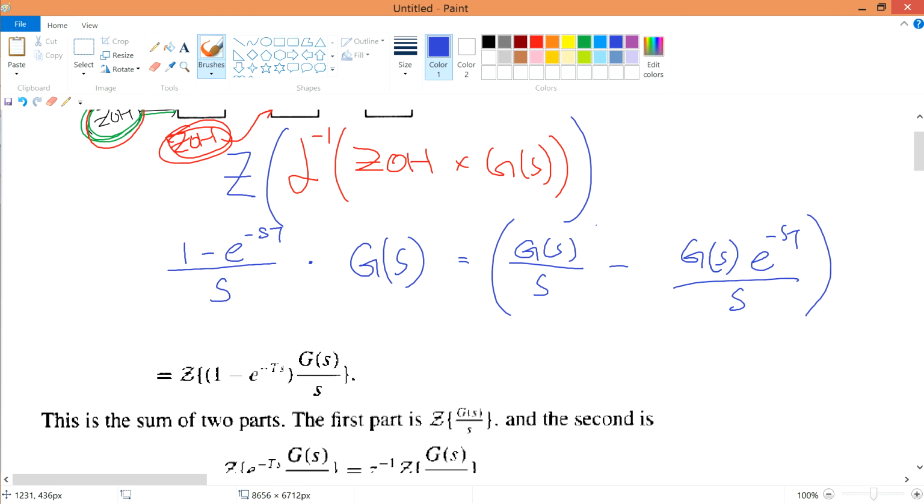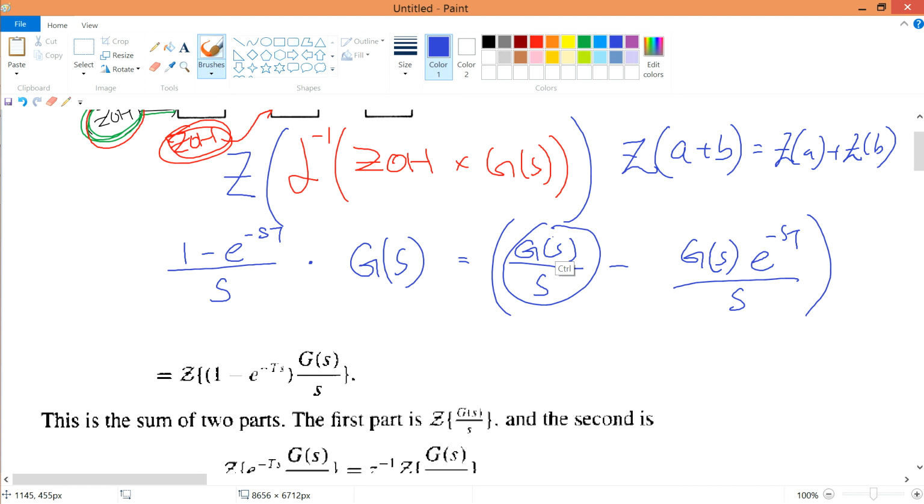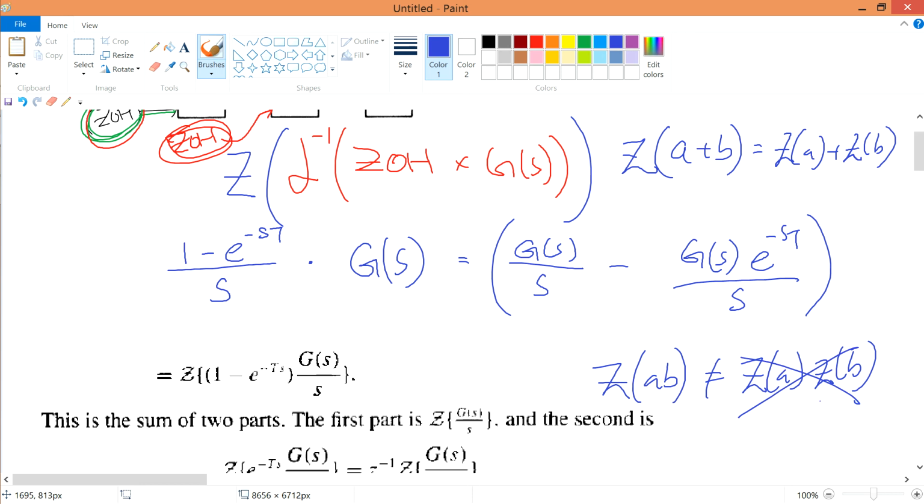So far so good. For the Z transform, the so-called commutative system, is that the Z transform of A plus B, you can have ZA plus ZB. So I'm going to individually Z transform each of them. However, Z transform doesn't mean that you can do this. It's not equal to ZA and then ZB. This is totally wrong. You cannot do that. You can only add up the Z transforms, but you cannot multiply the Z transforms together.